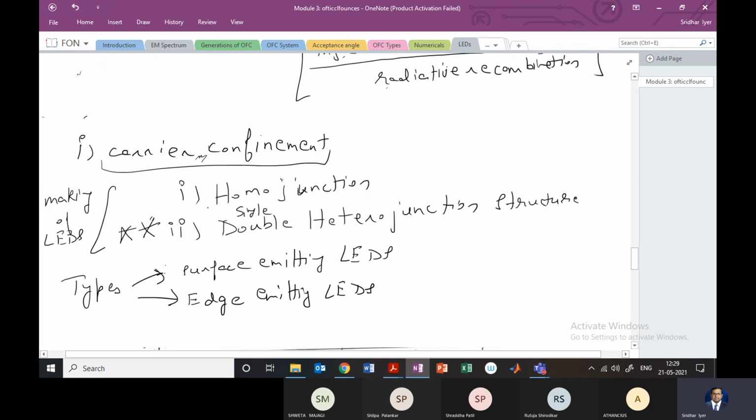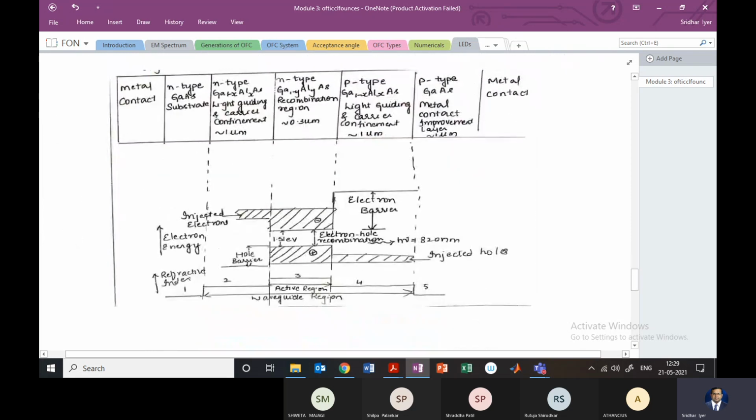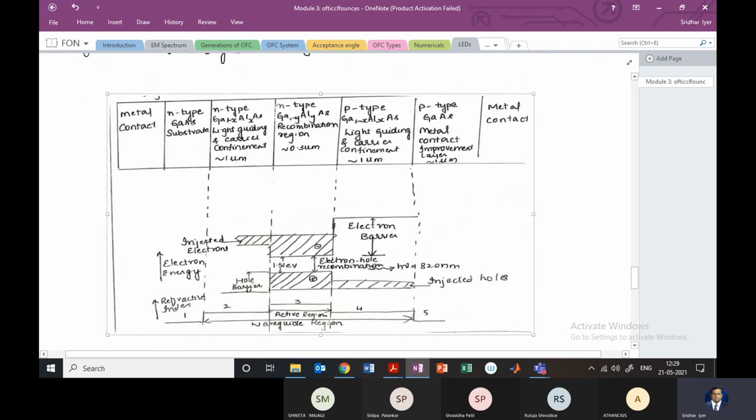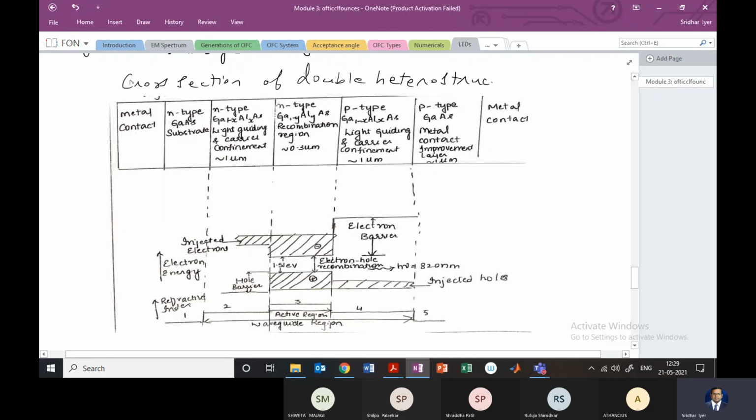Right? So I've put in the diagram. This diagram is also specified in the note. This diagram shows a cross section of a double heterostructure LED. Okay. So this is a very common question in the exam also. The heterostructure of the LED, or the types of the LED.